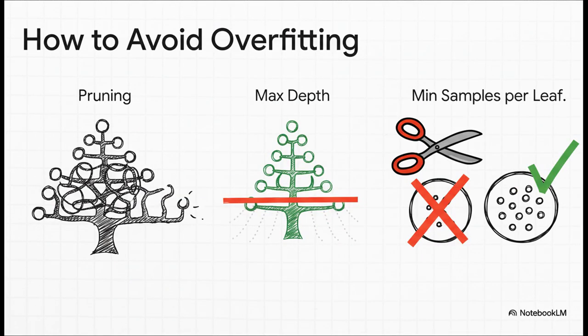So how do we stop this from happening? Well, we have a few tricks up our sleeve. One is called pruning, where we literally just snip off branches of the tree that aren't very useful. We can also just tell the tree to stop growing after it reaches a certain depth. Or we can set a rule that says every final leaf has to be based on, say, at least 10 examples, so it can't make a decision based on just one weird outlier.